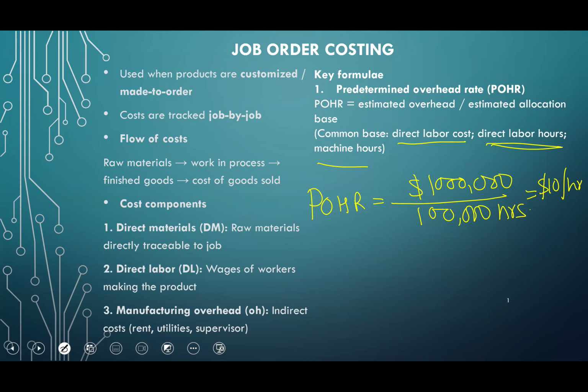Typically, companies will decide before the year even begins what our manufacturing overhead rate would be. Remember, it is based on two estimated numbers. This is called step number one.